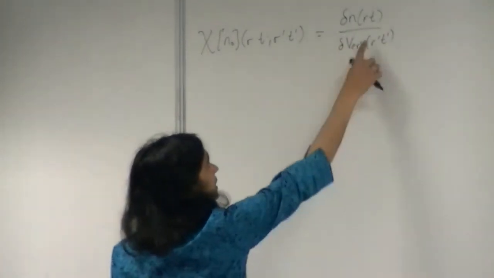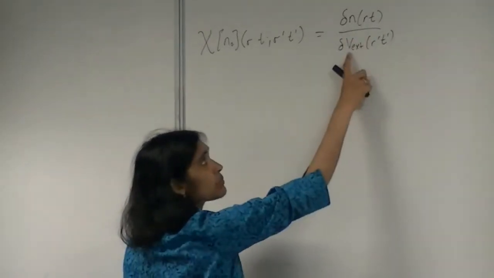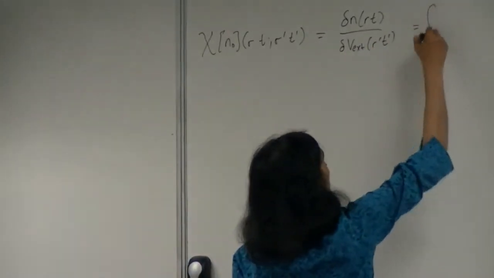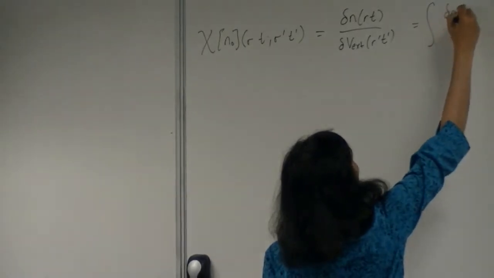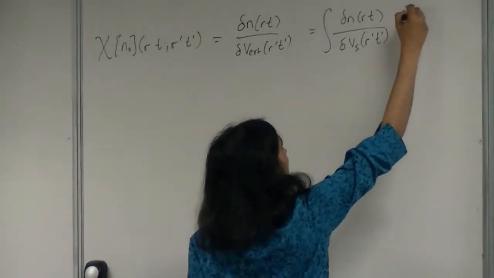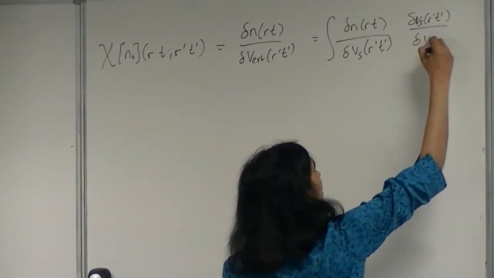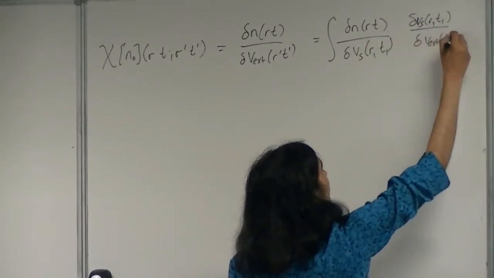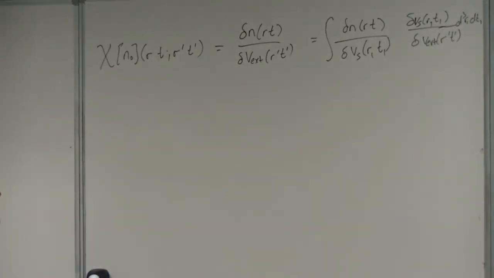Well, firstly, we notice that chi-S, as you might remember, is the same kind of thing, but with delta vs. So the first thing we can do is try to use the functional chain rule to get chi-S into this expression. So we start like this. We go delta n(r,t) over delta vs(r',t'), times delta vs(r',t') over delta v external, integrated over d^3r1 dt1. So all that is the functional chain rule, right?